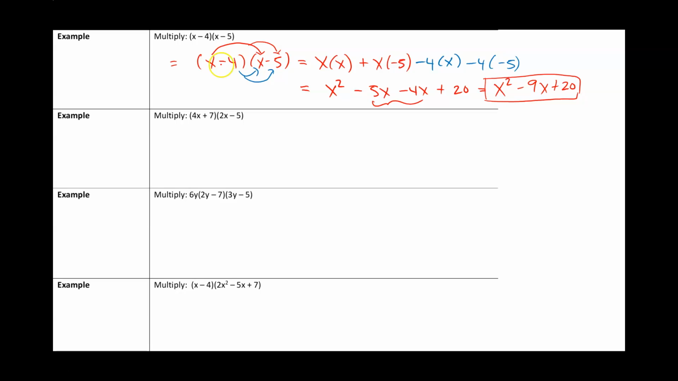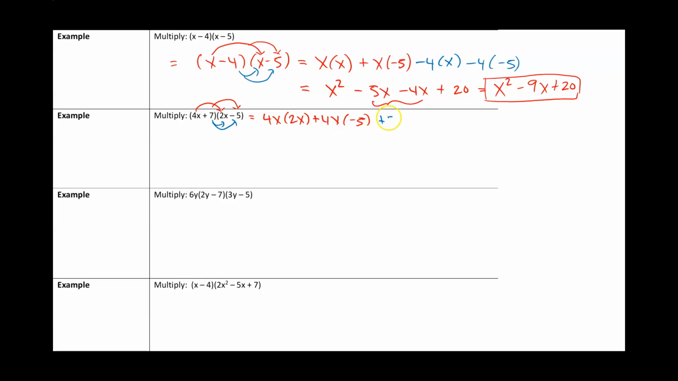A quick way to do it is you can say x times x is x squared. Then you have a negative 5x and a negative 4x. That's a negative 9x. Negative 4 times negative 5 is a positive 20. So once you get better at this, you can do it in your head if you choose to. Let's take a look at the next one. We have 4x times 2x and 4x times negative 5, so we have 4x times 2x, and then a plus 4x times negative 5. Now we're going to look at the 7. We take the 7 and multiply it to the 2x and to the negative 5.